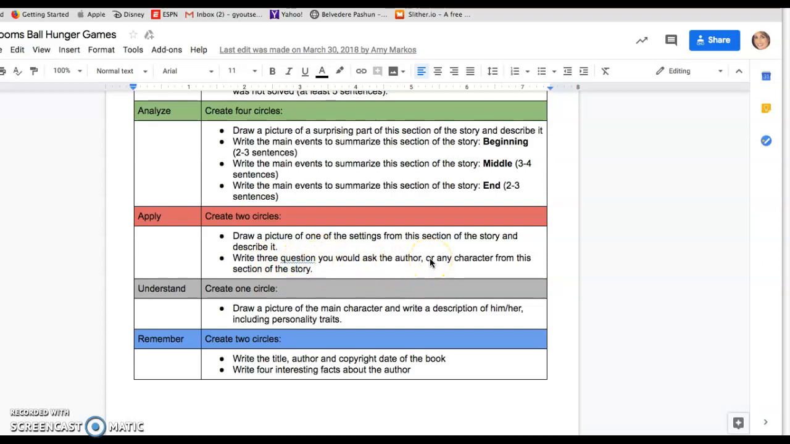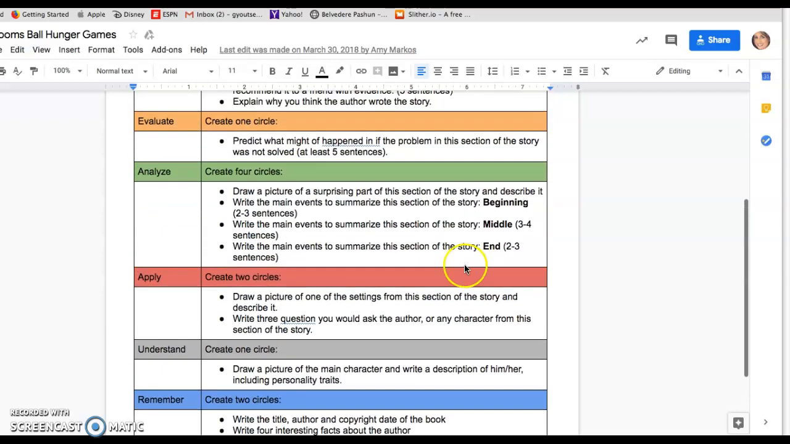Then you're going to write 3 questions in your next circle of what you would ask the author or any character, Katniss, Peeta, or anyone else, from this particular section of the story. So if you have a question for the author, then that's great. 3 questions. Or if you have 3 questions for something you would ask the character, then that's great. So use your imagination here. What would you like to know more if you were to ask them just about this specific section of the story? We're not looking at the story as a whole, just the section you're focusing on.